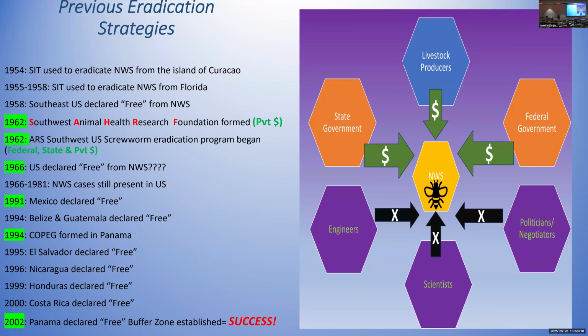91, Mexico was declared free. 94, we formed a joint commission with the Panamanian government, the USDA and the Panamanian government, collaborated to build the facility in Panama that's still in existence today. All the way down to we started north, we went south, we got all the way to the Darien Gap, and in 2002, Panama was declared free.